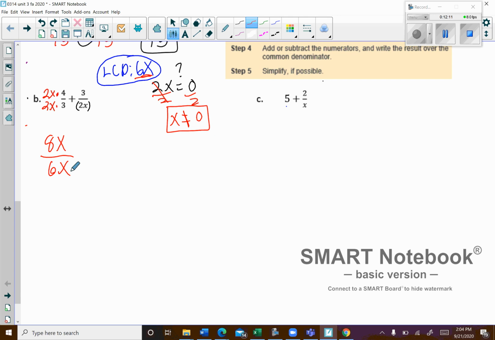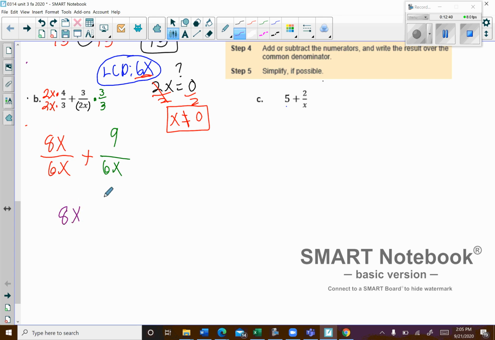Okay, that's good. Now I have to adjust the other one. I need that 2x to be a 6x also, so I can have that common denominator. So this one's going to get multiplied by just 3 over 3. Just 3 over 3, no x, okay? And so that'll become 9 over 6x. And so that was the whole idea here. I needed that common denominator. Now I have it. And so now I can go ahead and add the numerators together.